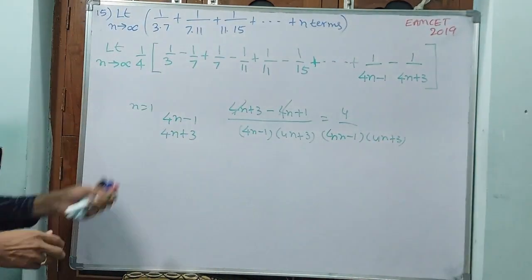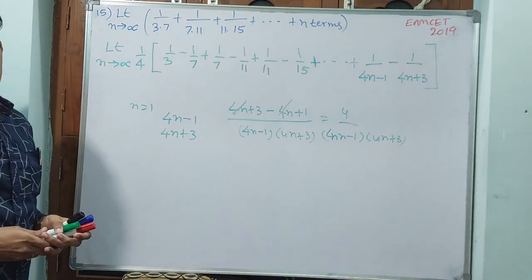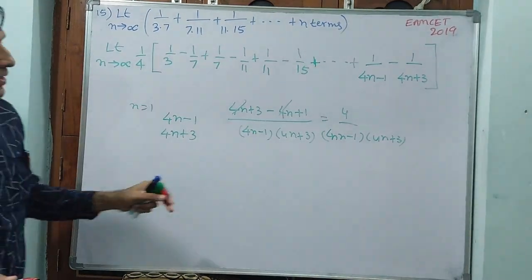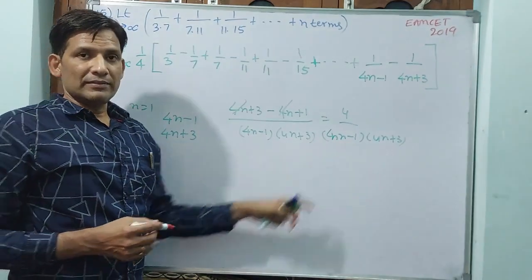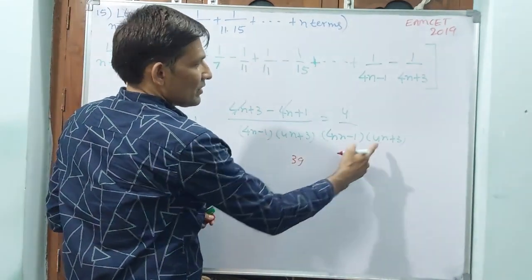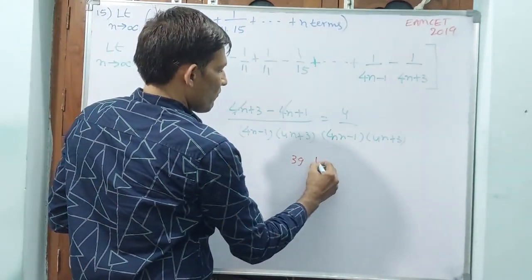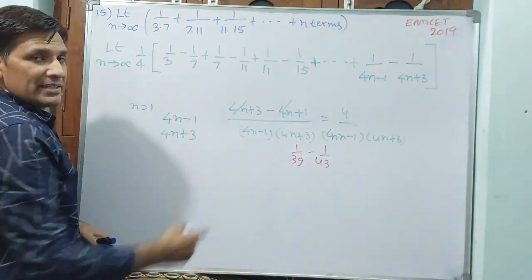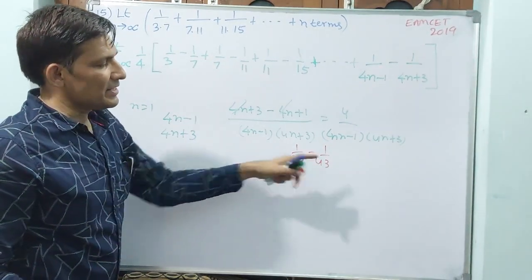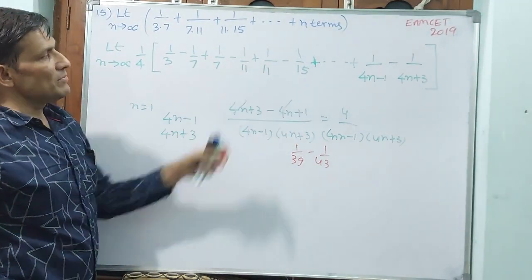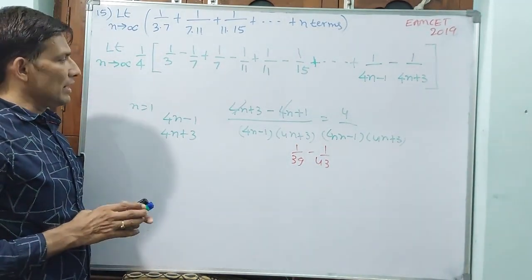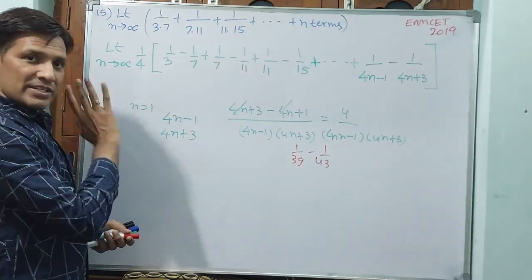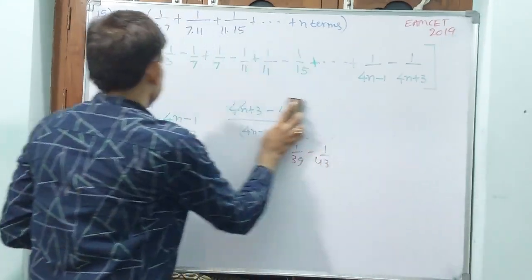Definitely correct. Why? Because see, if you take n as 10, automatically 40 minus 1, 39. 40 plus 3, 43. 1 by 39 minus 1 by 43. 43 minus 39, 4 divided by 39 into 43. Same thing is going to come. That means whatever we have written is correct only. Now proceed further.